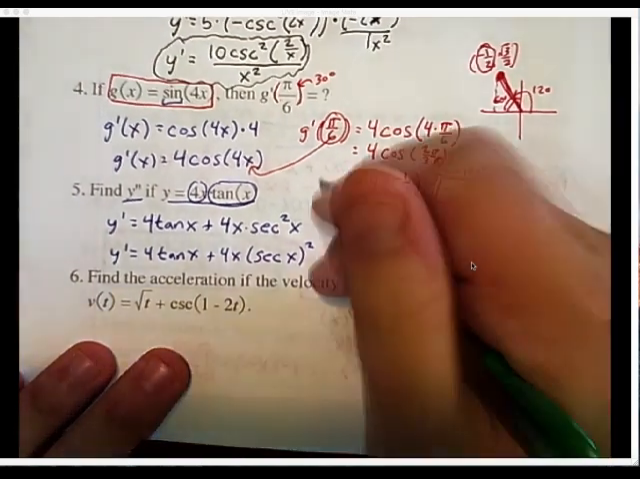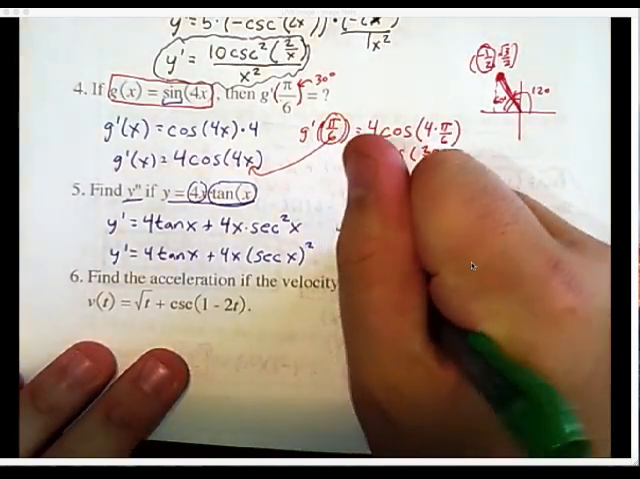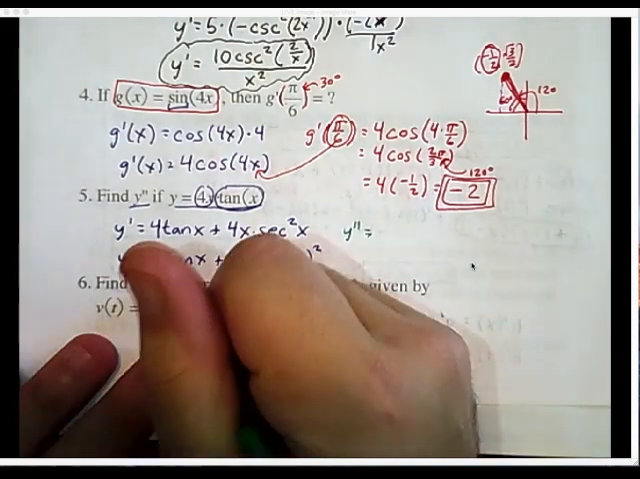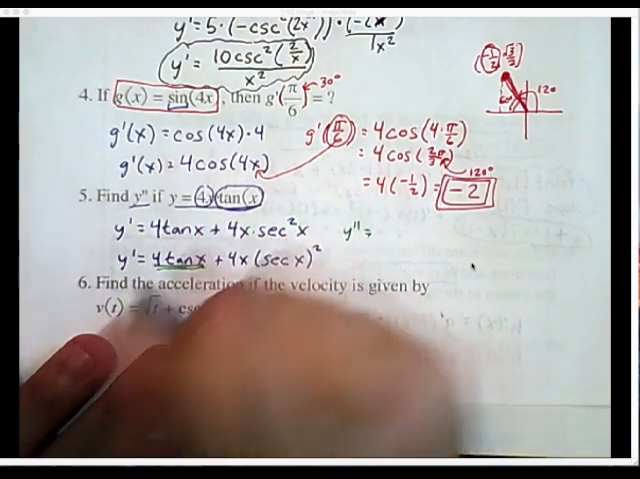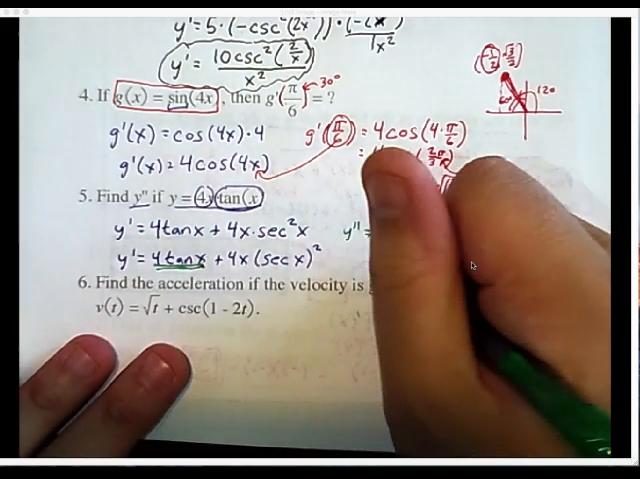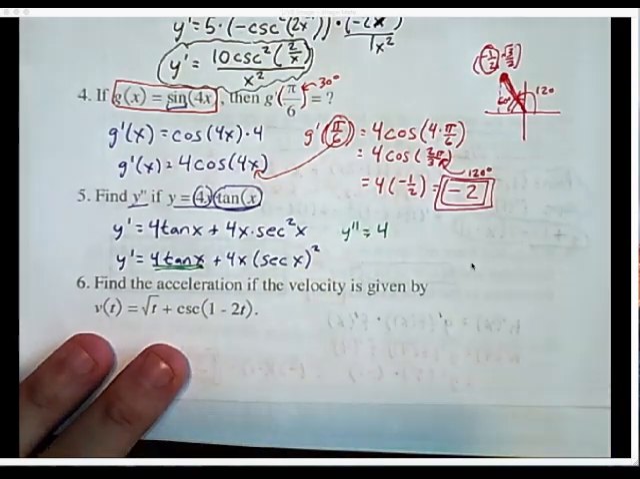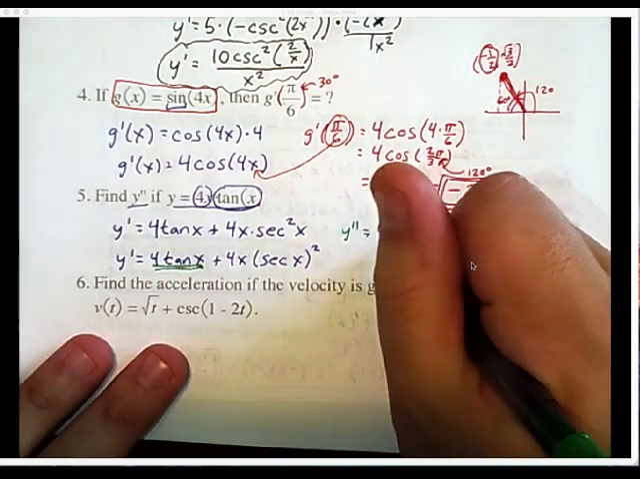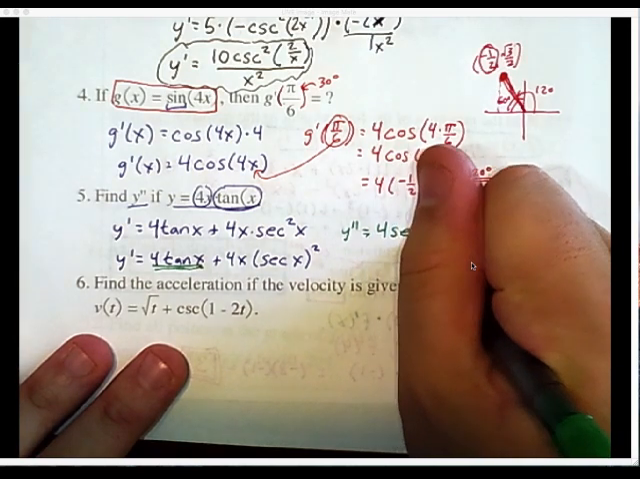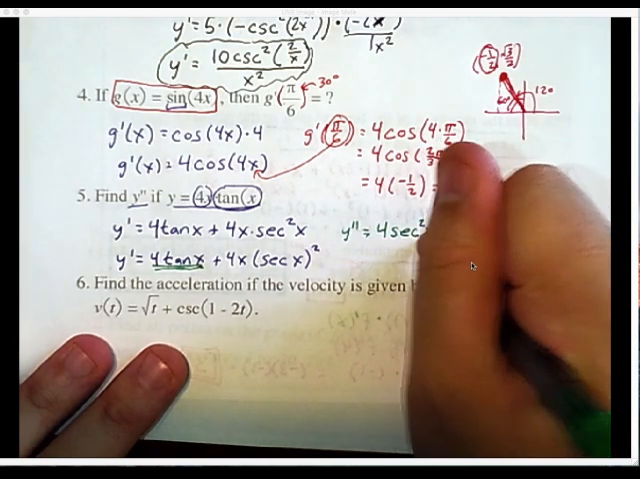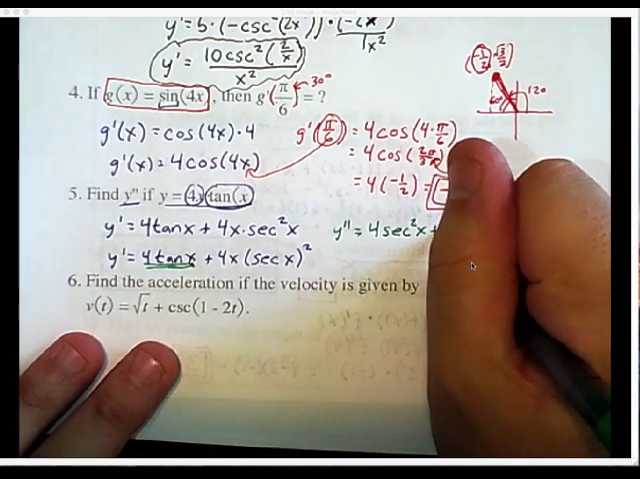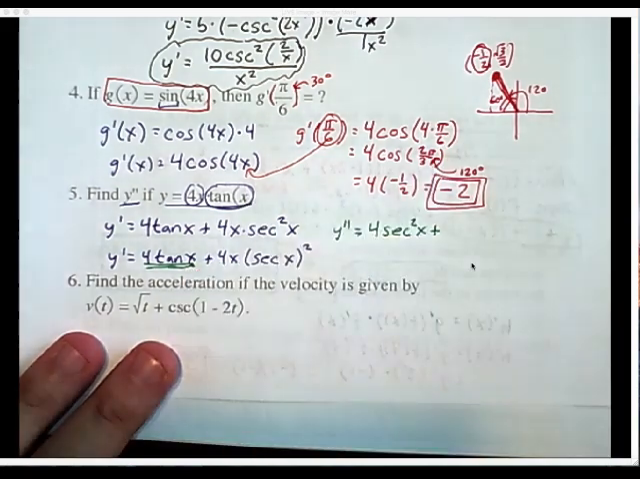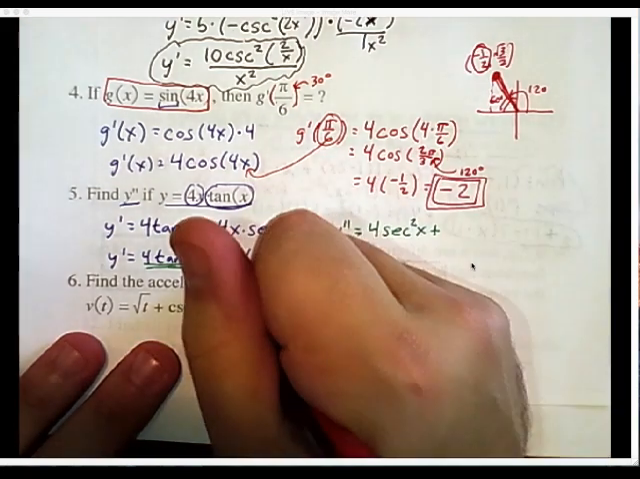Goal is to find y double prime. So here's my first term. The 4 is a coefficient, so 4 stays. What's the derivative of tangent? Derivative of tangent is secant squared, plus, now I've got to take the derivative of this whole thing.